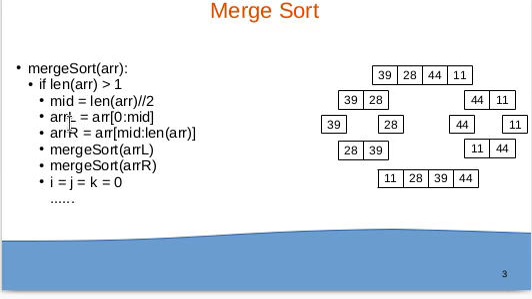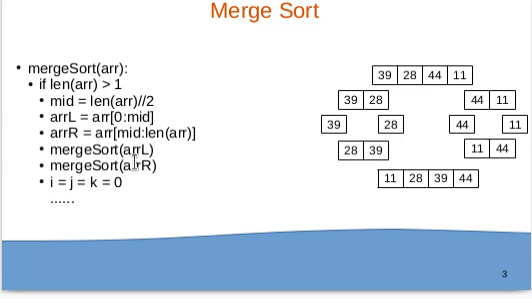Now the left array L equals this array from 0 to mid. Then the right array will be from mid to length. Now again we are calling merge sort, so we are dividing this into this part, and merge sort R. So this array will be here, and we will continue this function until the length of the array is 1.